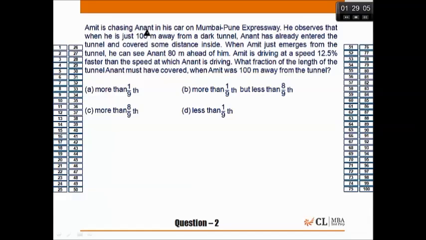Round 2. Amit chasing the car, Mumbai Express. He observed that he is just 100 meters away from the dark tunnel. Anand had already entered the tunnel and covered some distance inside. Okay, so should I try this now? When Amit emerges from the tunnel, he can see Anand 80 meters ahead of him. Amit is driving at a speed 12.5% faster than the speed of Anand. So far, so good. What fraction of the length of the tunnel must he have gone? Oh, sure, this is going to be a tricky one. So 2 later, I'll make a note of this.